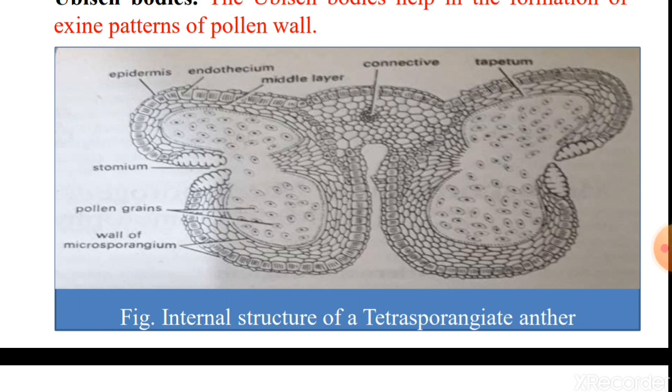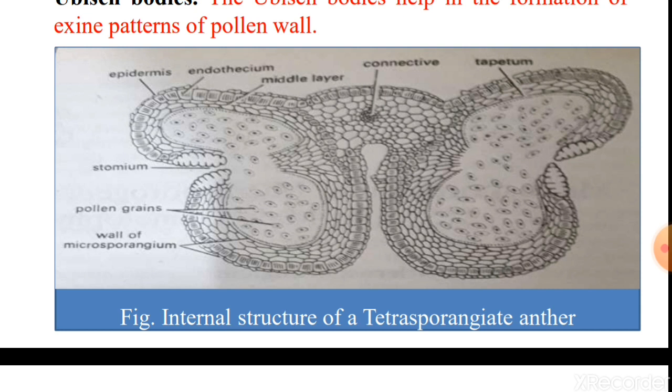This is the internal structure of a tetrasporangiate anther. Here the wall layers are clearly visible, as there is a single layered epidermis. Following the epidermis, a single layered endothecium is present, then middle layers are present.